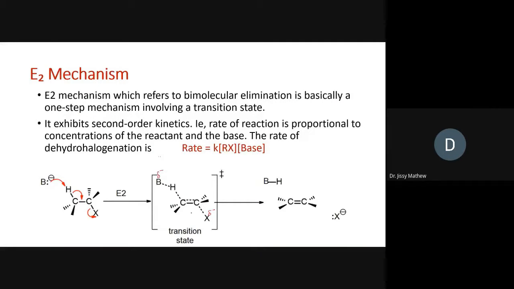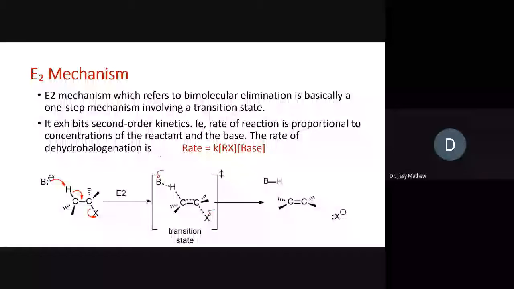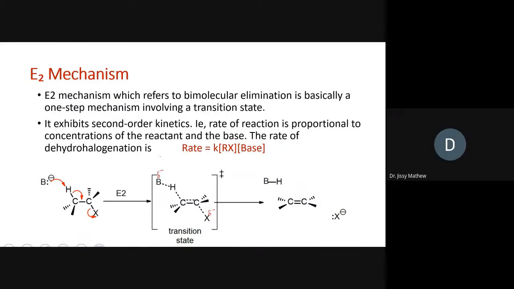And formation of the transition state is the slow step, and the transition state then gets converted into the product, and that is the E2 mechanism.